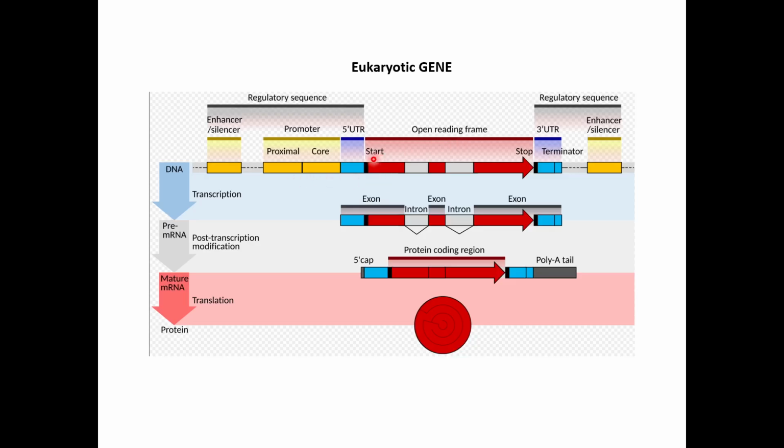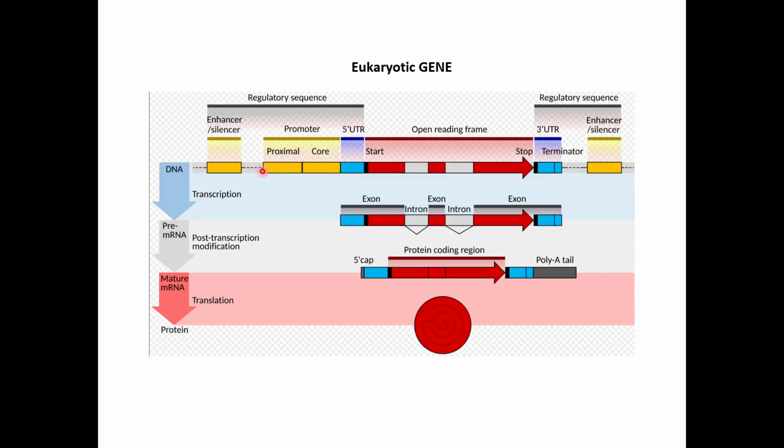So we have a start sequence and then it goes on with introns and exons alternating, and then we have a stop codon. After that, we also have a UTR region, which is the untranslated region. So you also have 5 prime and 3 prime untranslated regions. Then we also have terminators downstream of the gene. So this is your gene.